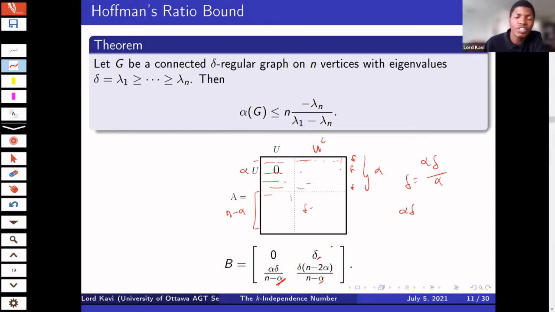So the proof now goes back to using interlacing. The eigenvalues of the B matrix should interlace the eigenvalues of A. The first eigenvalue here is delta, so we are okay with that. The second eigenvalue we can obtain using the fact that the trace gives us the sum of the eigenvalues. So the trace minus delta should give us the second eigenvalue, and therefore the second eigenvalue should be greater than lambda n. We'll come back to this.